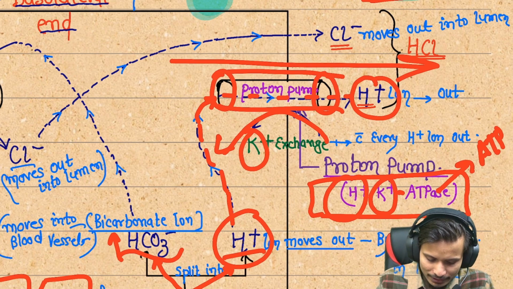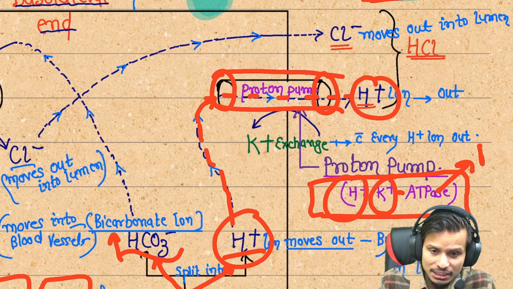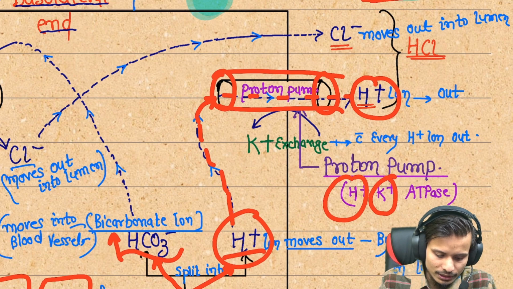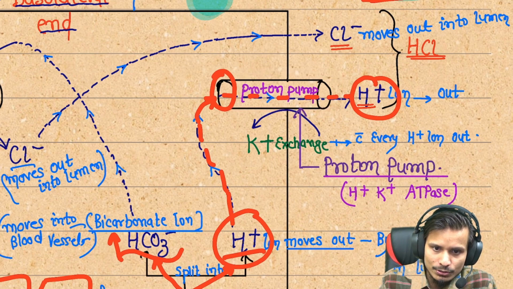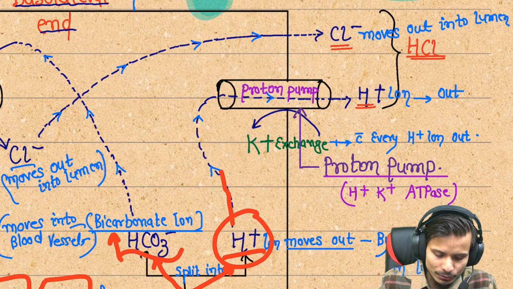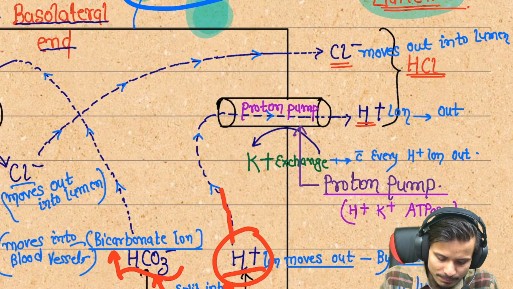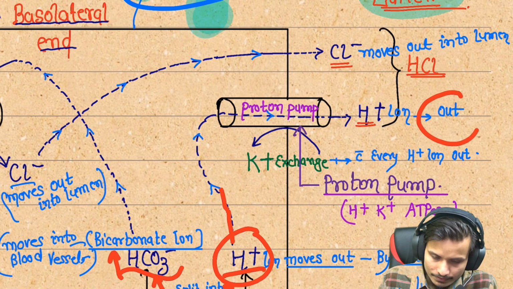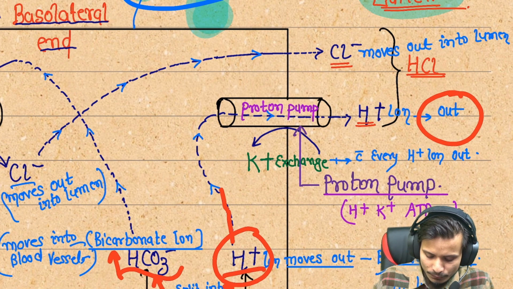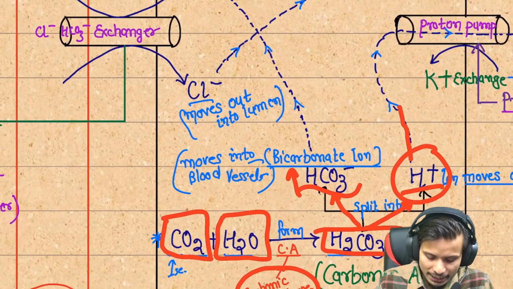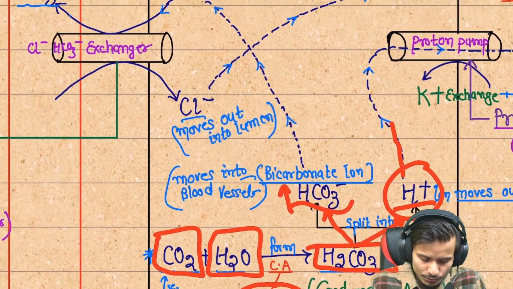Now what is happening with this H plus outside? Till now, this H plus is situated outside the cell. What is happening to this H plus? This H plus is coming outside, and leave it for now. Next we are going to see about the H2CO3. What is the H2CO3 going to do here?